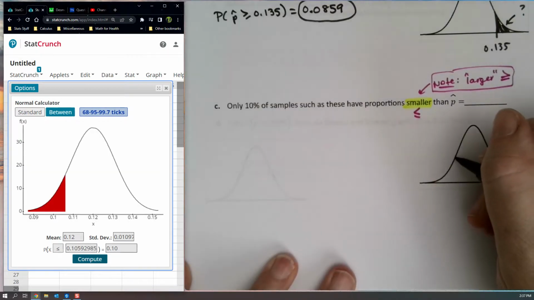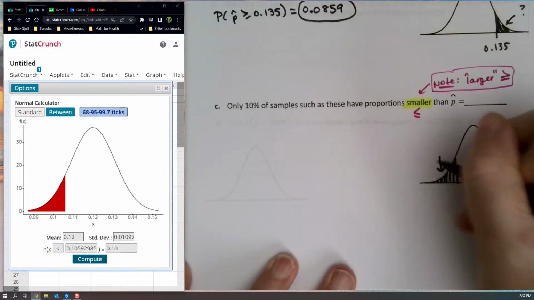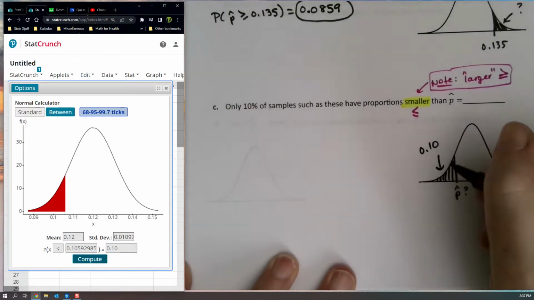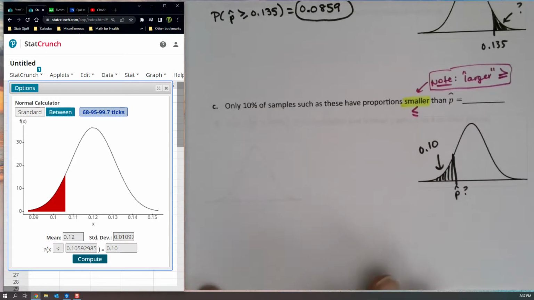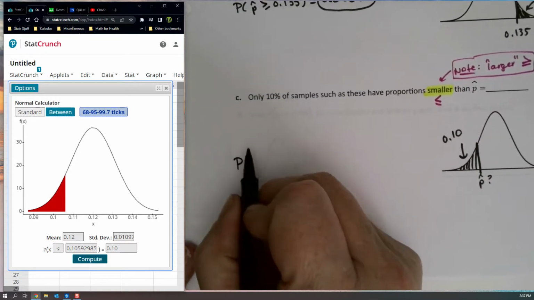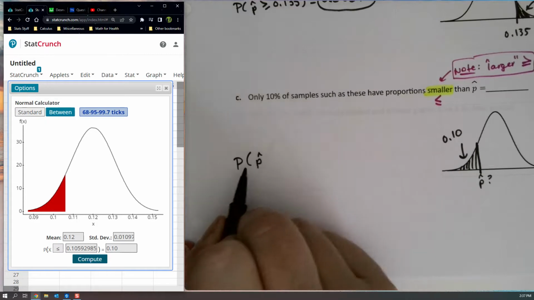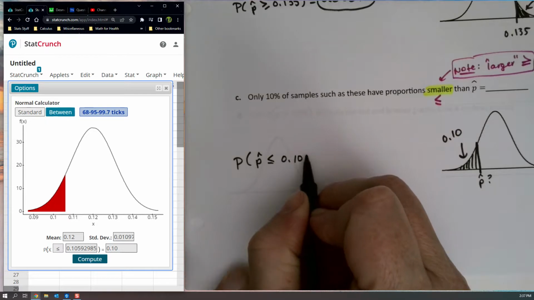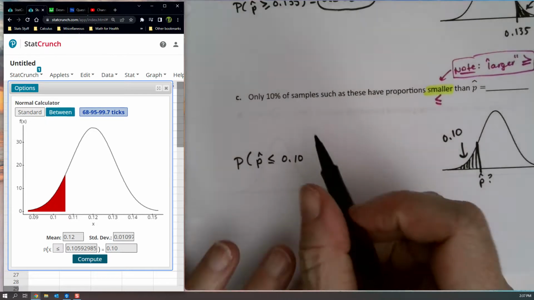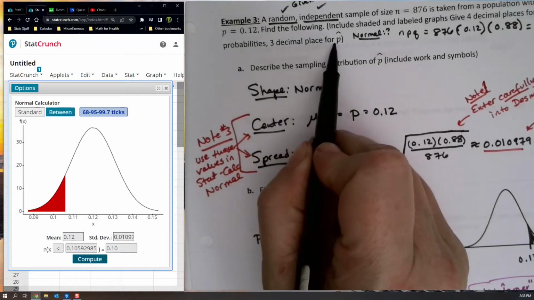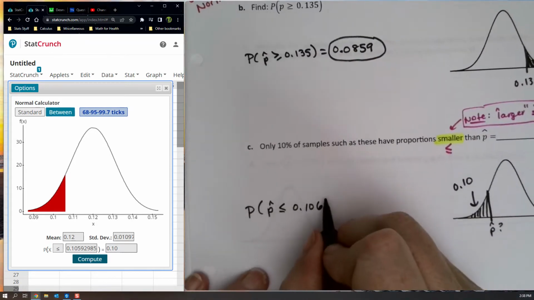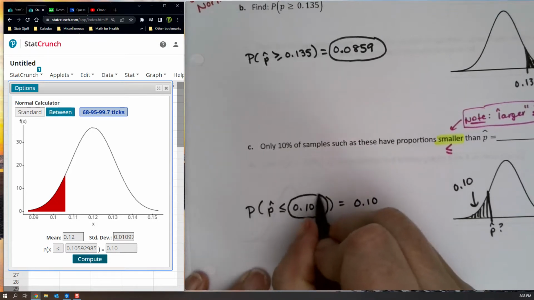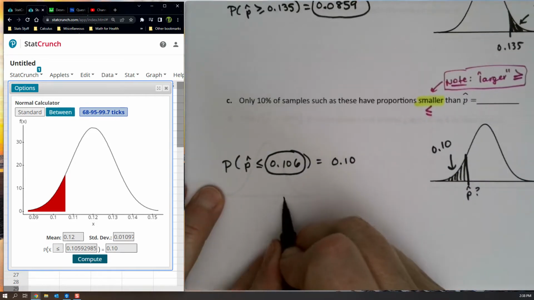So right here, that area was the known part. It was 0.10, and I was looking for p hat, right? The bar where this comes down. And I find that the probability that, and again, it thinks it's x, but we have to say p hat, is less than or equal to 0.1059, 106. I want 3 decimal places. Up here, it said 3 decimal places for p hat. So 0.106 is equal to 0.10. That's the answer I was looking for right there. Or if you like, you could write it this way.